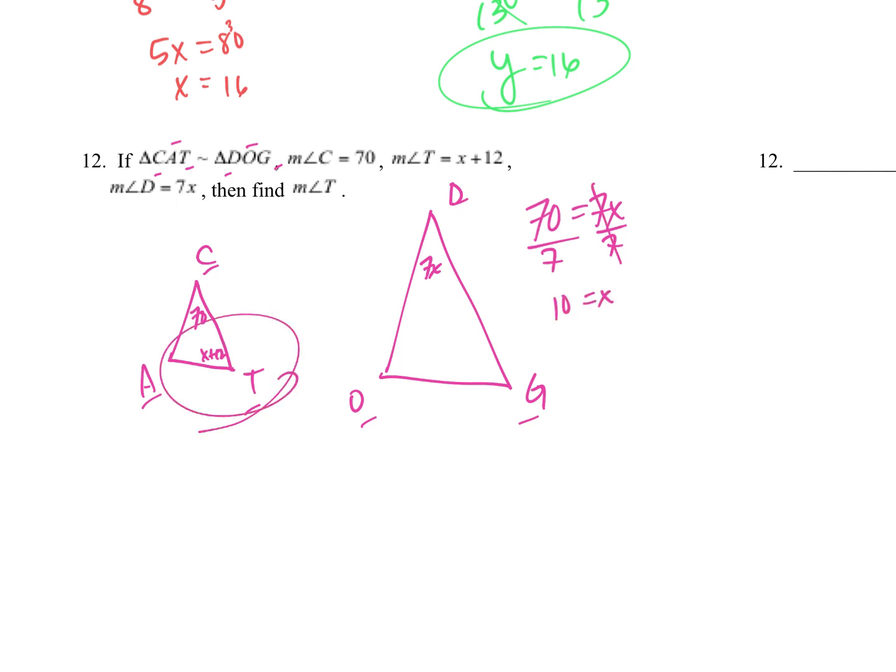So to find angle T, I plug in 10. So 10 plus 12 is equal to the measure of angle T. So 22 is angle T.